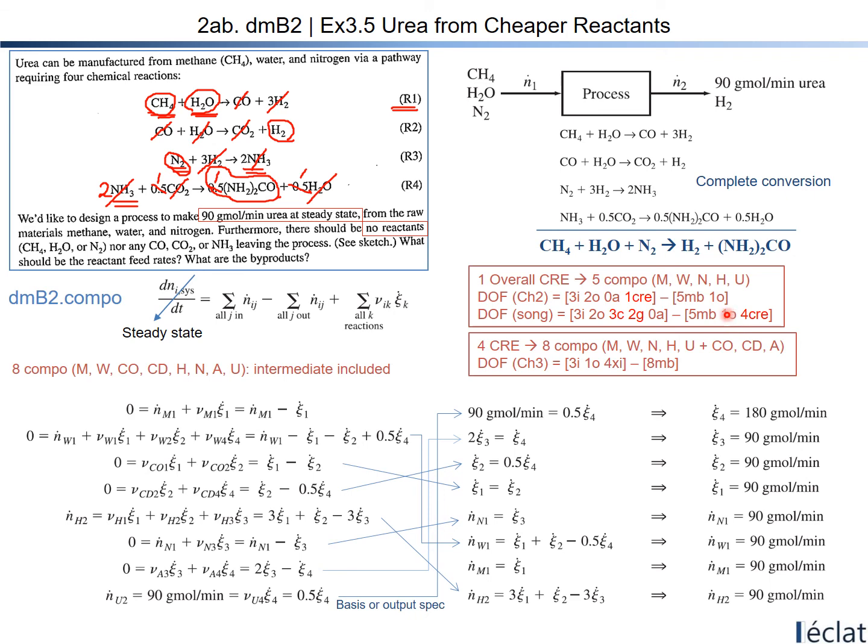However, I should consider the consumption term and generation term as the system variables. So let's go back to the overall chemical reaction equation. We have 1, 2, 3, 3 reactants and 2 products. So 3 reactants indicate 3 consumption terms for the system variables, and 2 products indicate 2 generation terms for the system variables. So totally 5, 10. 10 unknowns or 10 freedoms are there.